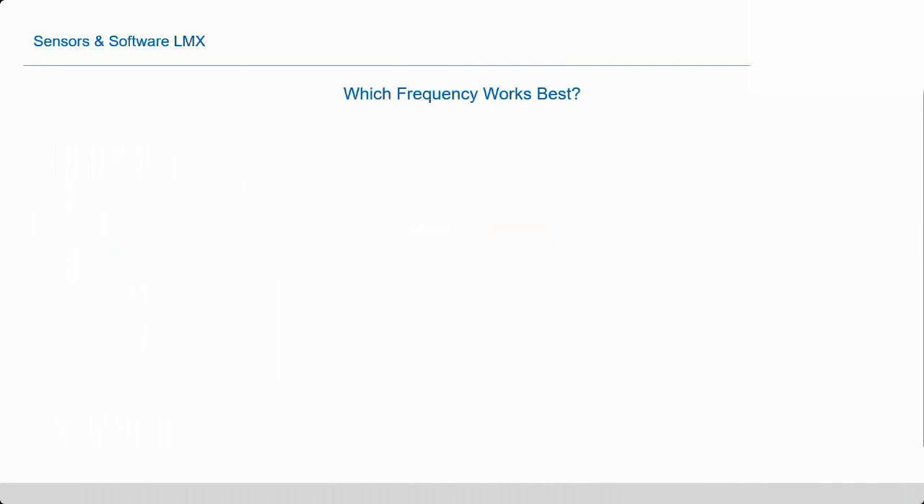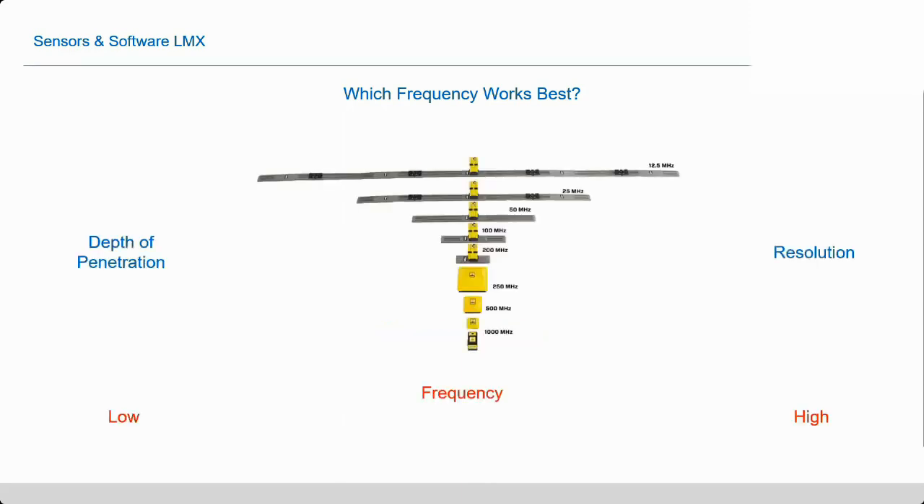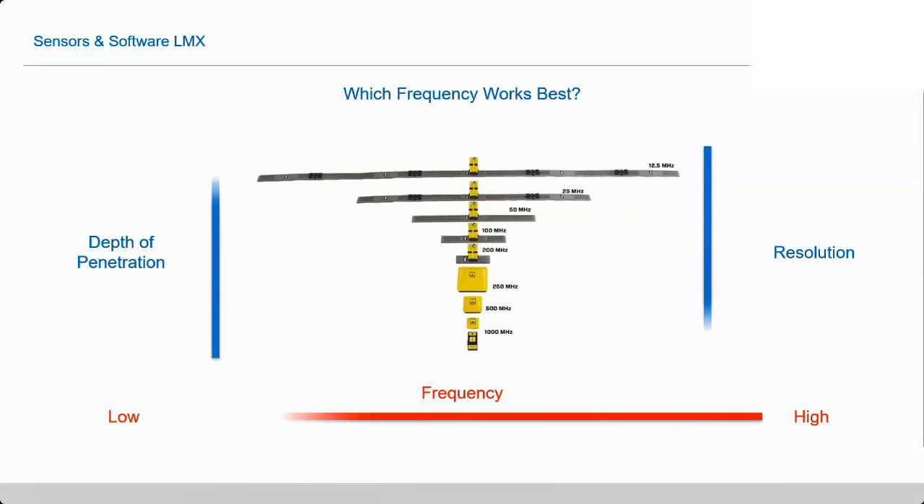So when we're talking about GPR, a lot of the time we talk about frequency. So which frequency is best? Well, the frequencies go from very low frequency to very high frequency. There are 3 things to think about: frequency, resolution, and depth of penetration. As the frequency gets lower, the depth of penetration increases and the resolution decreases. So we've got to find just where we want to position ourselves for whatever job we're doing.